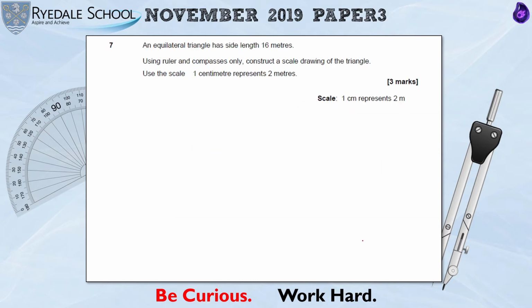Question 7. Now, I've not got a visualizer with me this evening, so what I'm just going to do is talk through how you would do this question. It says an equilateral triangle has sides length 16 meters. It says using ruler and compass only, construct a scale drawing of the triangle. Use the scale, 1 centimeter represents 2 meters. So how you would start, you would use your ruler and you would draw a line that is 8 centimeters long, because 8 centimeters using the scale would be 16 meters.